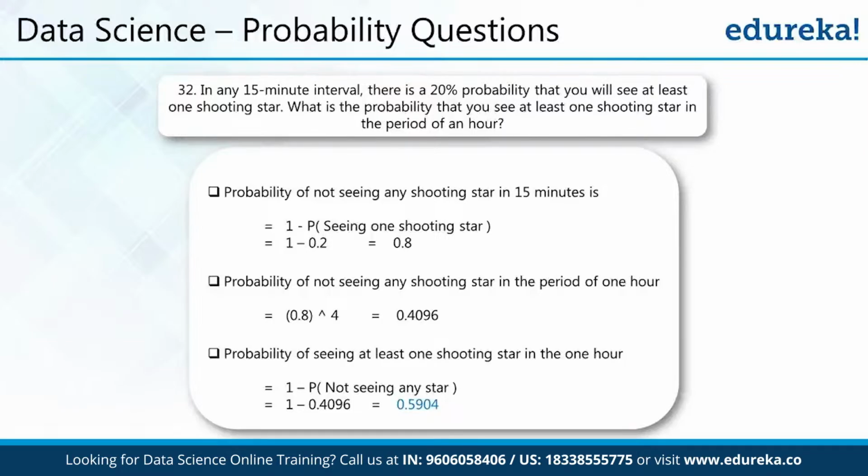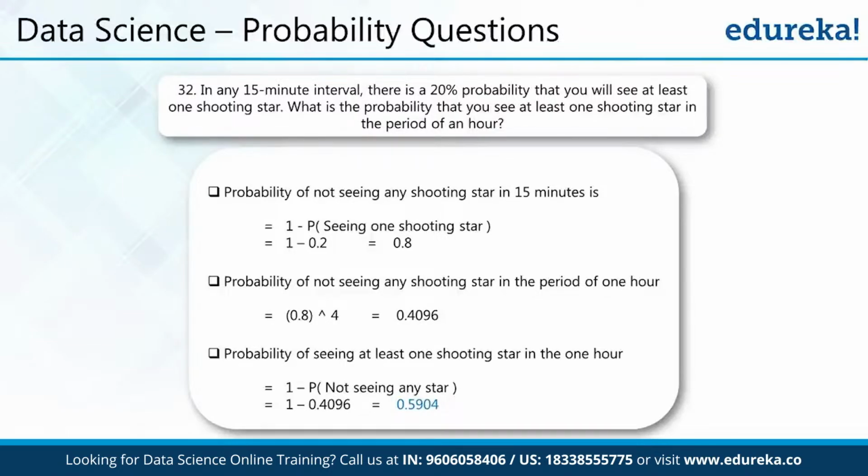Okay, what I need to do then is find the probability of not seeing a shooting star over 1 hour. These are independent events: seeing a shooting star in the first 15-minute interval, the second, third and fourth in an hour's period are independent of each other. So we can multiply the probabilities: 0.8 times 0.8 times 0.8 times 0.8, which comes down to a value of about 0.4. So the probability of not seeing a shooting star in a period of 1 hour is 0.4, right?